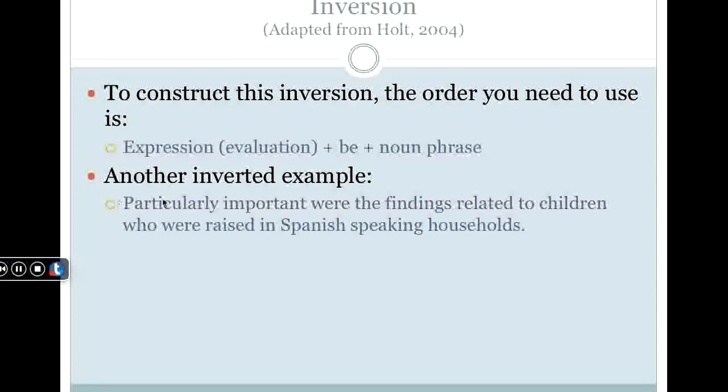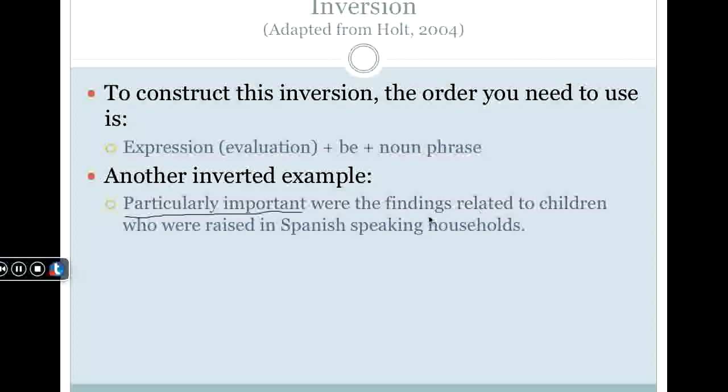So here's another example. Particularly important, so that's the expression. And in this case, it is an evaluation, right? We're making the judgment that the rest of the sentence, the findings, were particularly important. So it reads, "Particularly important were the findings related to children who were raised in Spanish-speaking households."